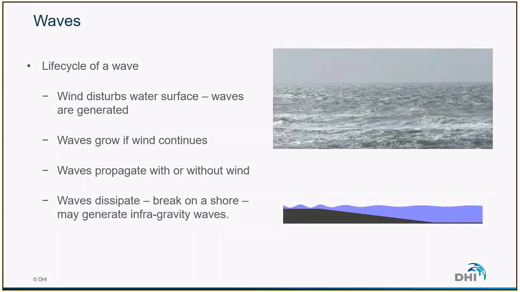So let's have a look at the life cycle of a wave. First, the wind disturbs the water surface, and that's how the waves are generated. Then the waves can continue to grow if the wind continues. And then the waves can propagate with or without the influence of the wind until the waves reach the shore, where they will dissipate and potentially break on the shore and also generate infragravity waves.